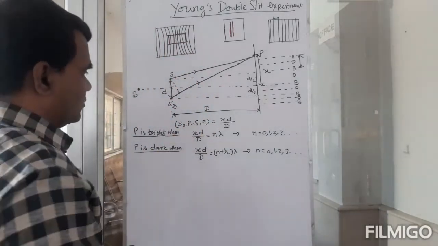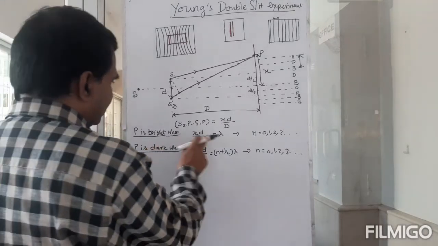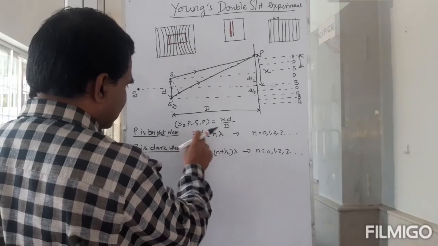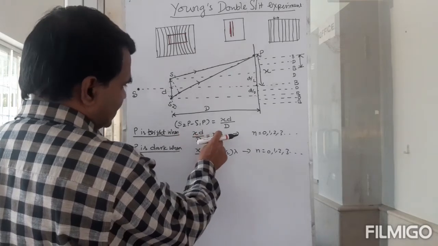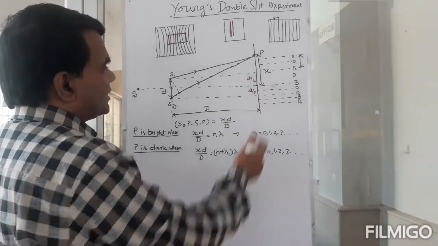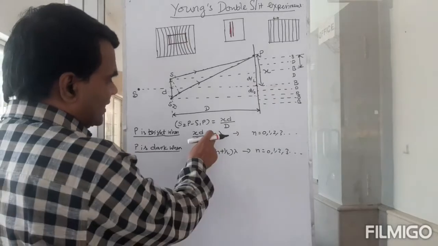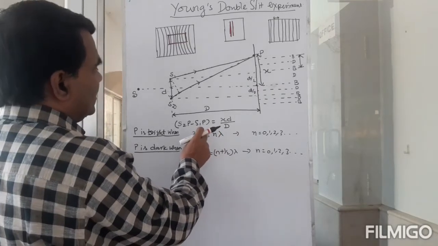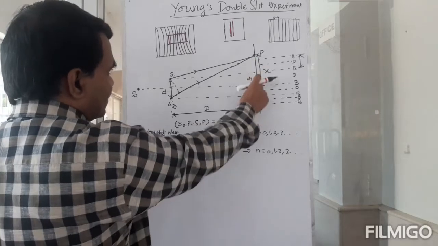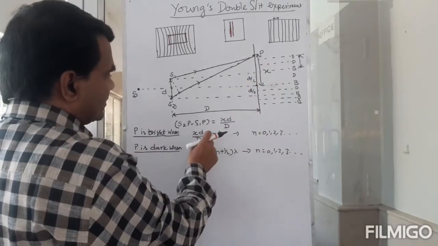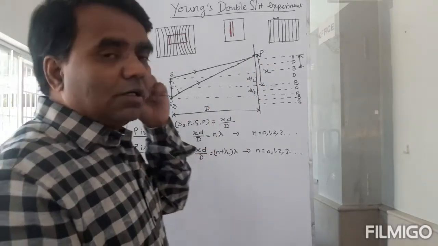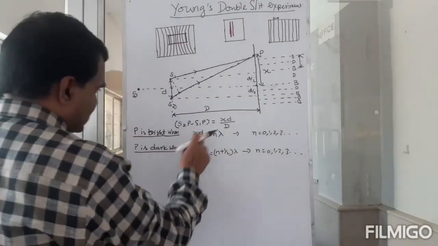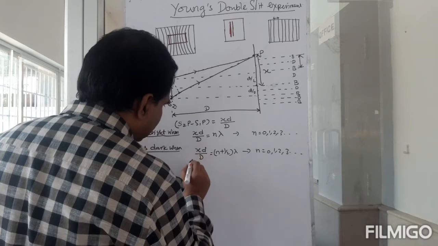Well, it's very easy to do. When will I get the first bright spot? When n is equal to 0. And when will I get the next bright spot? When n is equal to 1. When n is equal to 1, then I get lambda. So from the center to the next one, I just have to subtract this position. Let me find the position x now. What is the position of x?